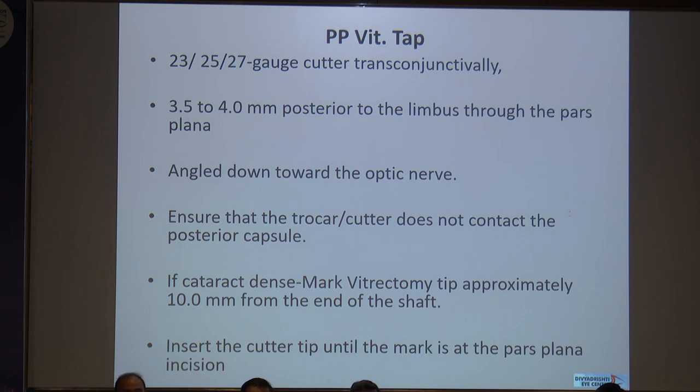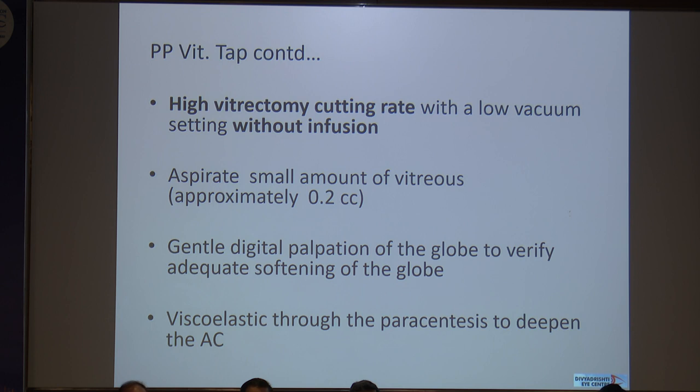If you can't see the tip of the vitrectomy cutter probe, then it's better to mark 10 millimeter from the tip, so that you don't go so far into the vitreous chamber that it can injure the retina. So a 10 millimeter line is a very safe distance, and you just press once or twice. There is no need to do a complete or more vitrectomy. Just press once or twice, and if just 0.2 cc of vitreous volume is taken out, it will solve the problem. At the same time, do gentle palpation of the globe to verify that the globe has been softened adequately, and then inject the viscoelastic through the paracentesis to deepen the anterior chamber.